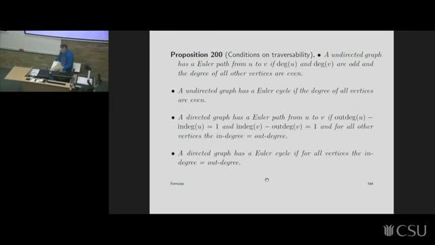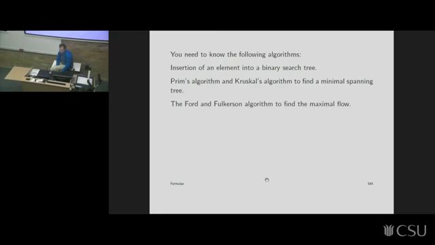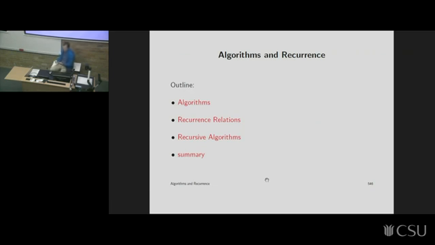And then you need to know about how, if you can traverse a graph or not, which is about following Euler paths or circuits. And then we did quite a few algorithms towards the end there. So adding to a binary search tree, finding the maximal flow, which is Ford-Fulkerson's algorithm, finding the minimal spanning tree, which is Prim's or Kruskal's, and the shortest distance, which is the one I can't pronounce. So there's some algorithms, and you need to know those.